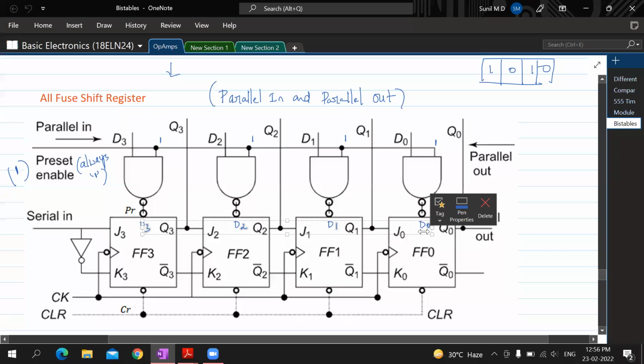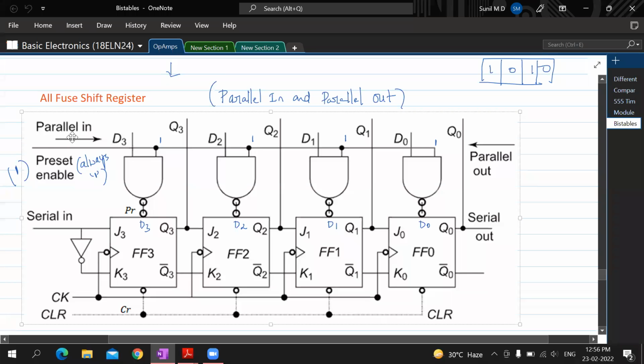Yes, they are brought into all the flip-flops at the same time. Why? Because they're all there, and this preset enable is made one, and the same one is given to all the gates. That means at the same time this preset enable is being made one. So when it becomes one, it is made one at the same time. So at the same time, all these bits will get into these flip-flops. So that means that is parallel in.